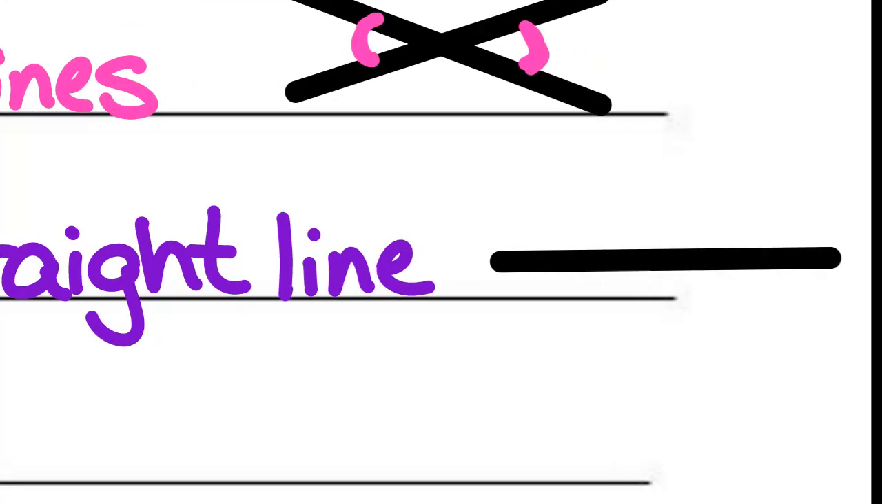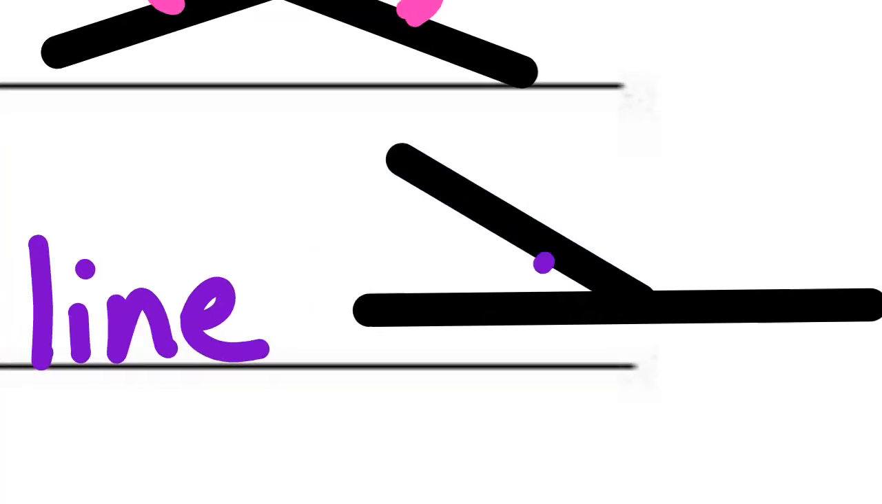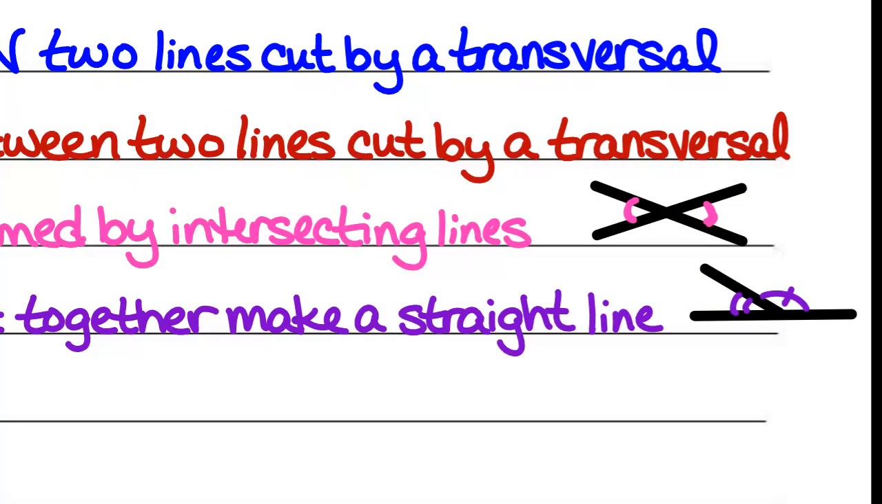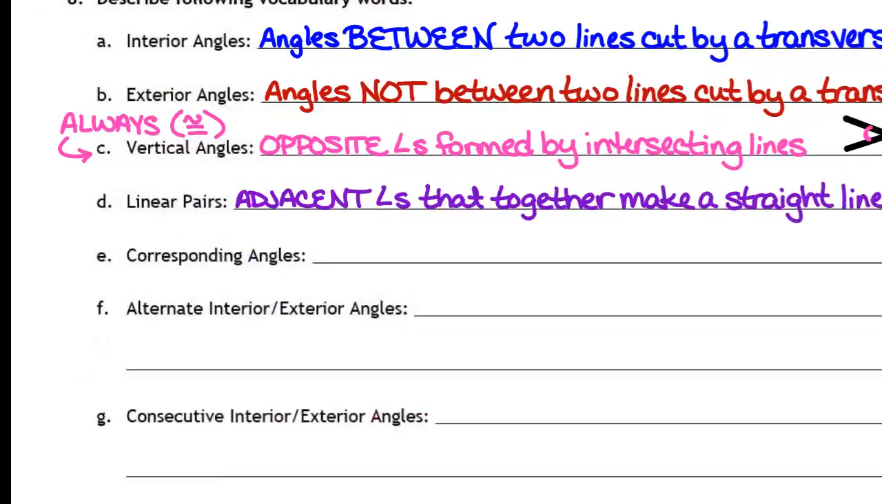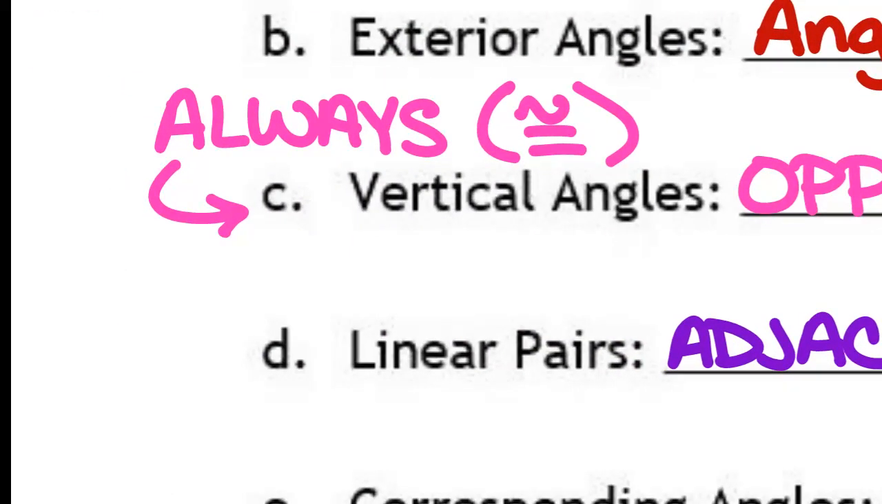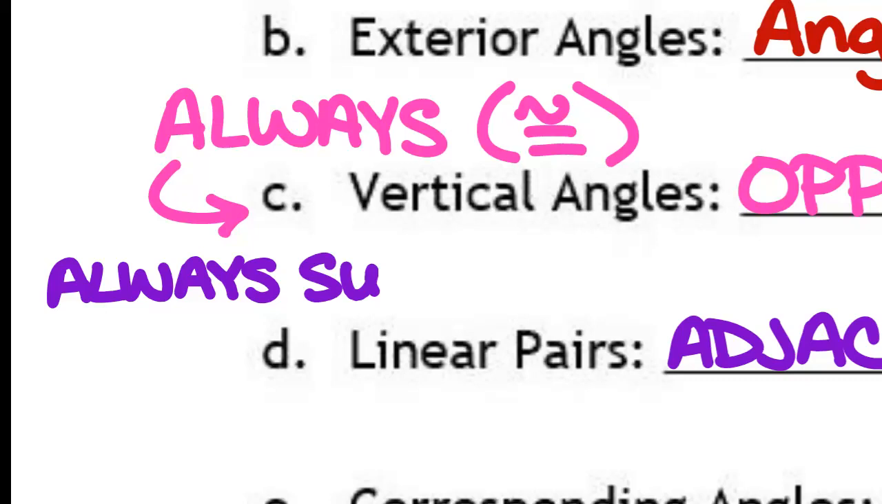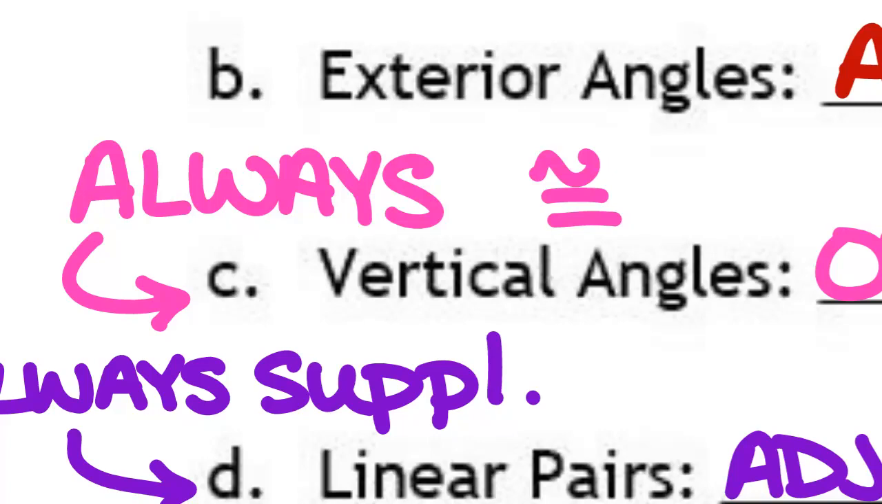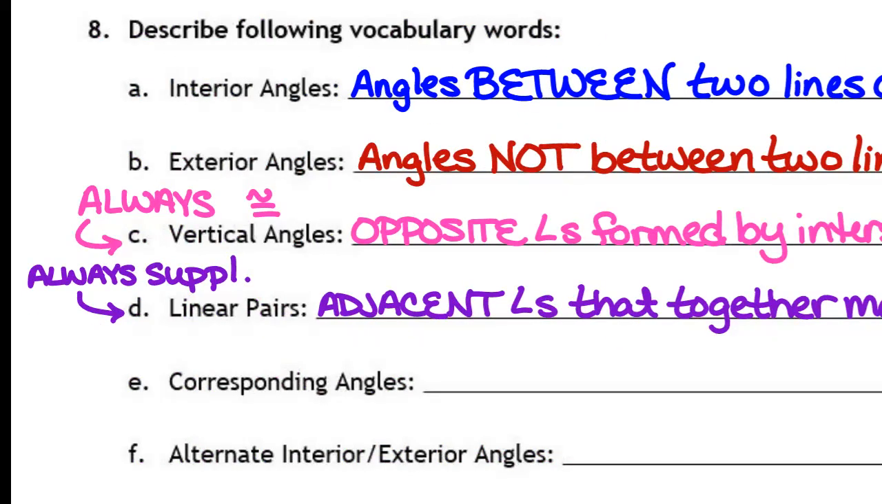So if I'm looking at a picture, linear pair angles would be something like this. I have one angle here and a differently sized angle over here. And together they make a straight line. Linear pair angles always have what relationship? Always supplementary, yes. I'm going to abbreviate supplementary so that I have room to actually fit it in. These are always supplementary angles.